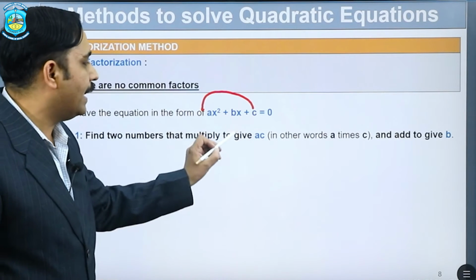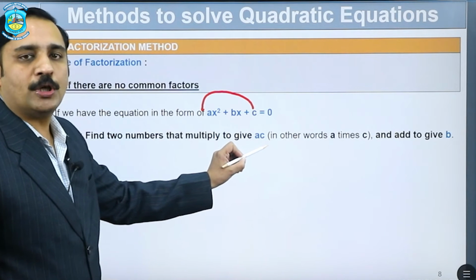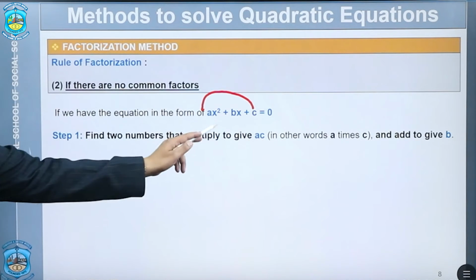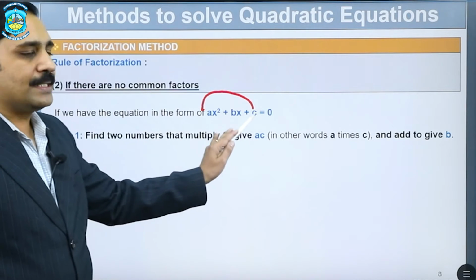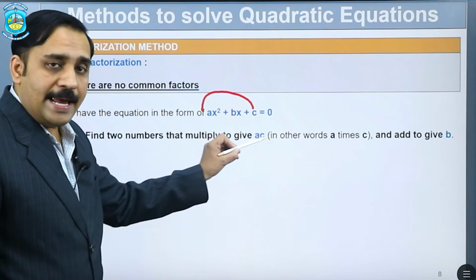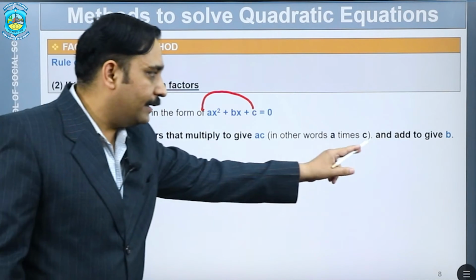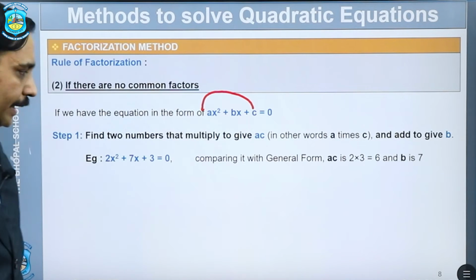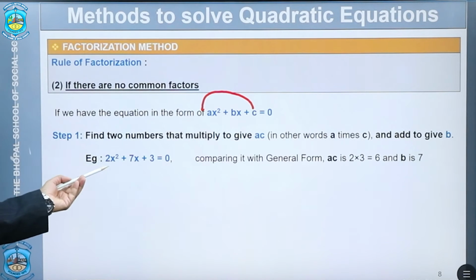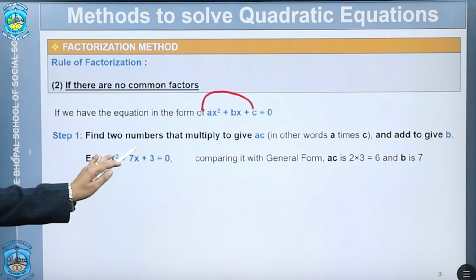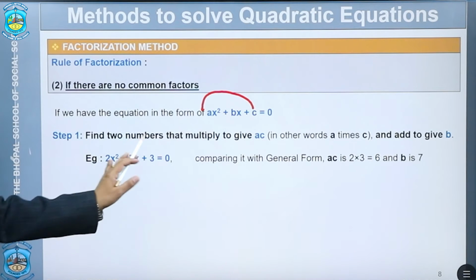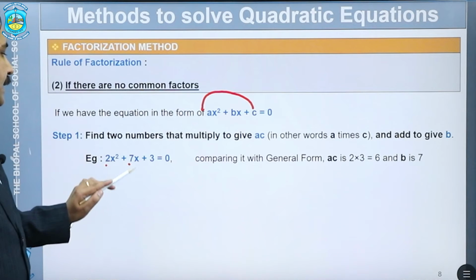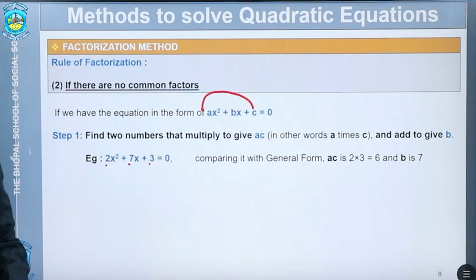We have to multiply the coefficient of a with the coefficient of c, right? So we have AC, in other words, a times c. And these two numbers, together if you add them, will give b, our middle term. Okay? So suppose an example, we have 2x square plus 7x plus 3 is equal to 0. Now in comparing with the general form, the value of a is 2, the value of b is 7 and the value of c is 3.